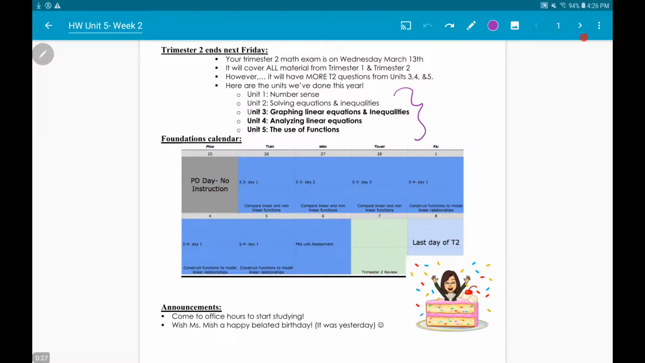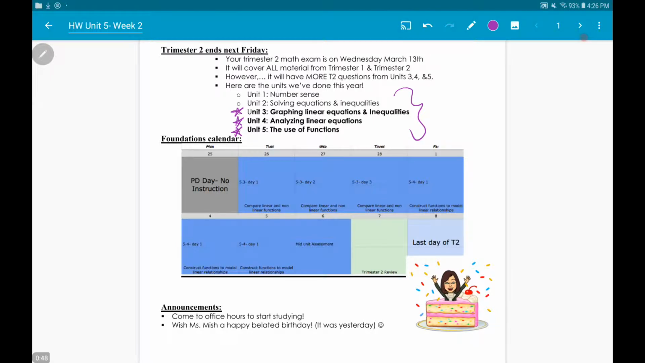So here are the units we've done so far this year, and in the bolded are the units we've done in trimester 2. So those will be the majority of your test, but you will see things from units 1 and units 2. Okay? So here is your calendar.